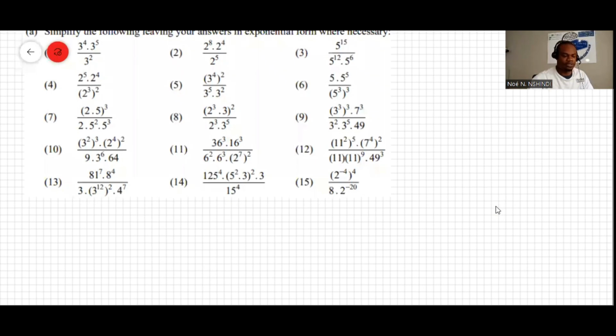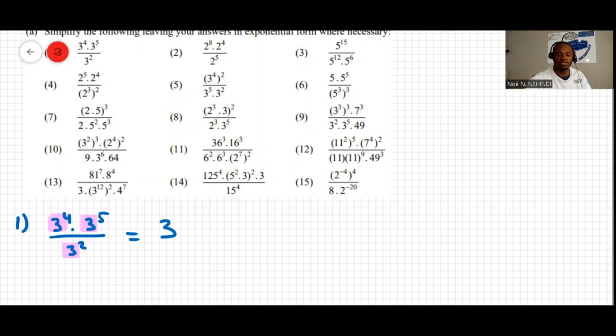Question 1 says 3 to the power 4 times 3 to the power 5 over 3 squared. In a situation like this, when you notice that the bases are common, we can just write 1, 3, and then apply the law of exponents.